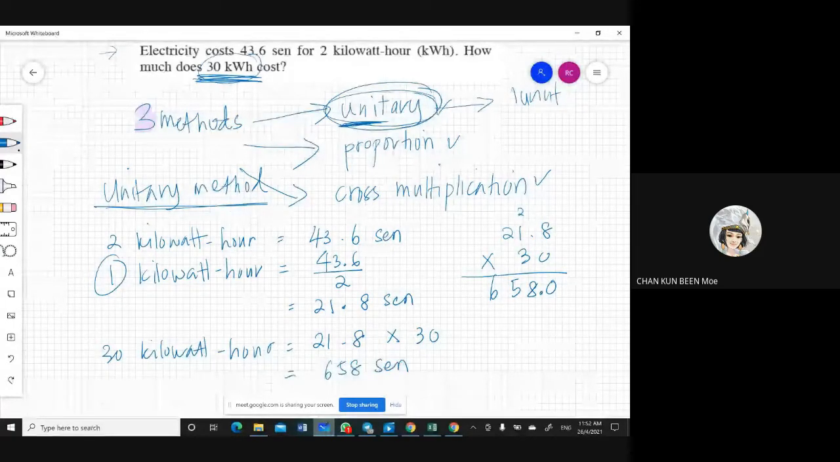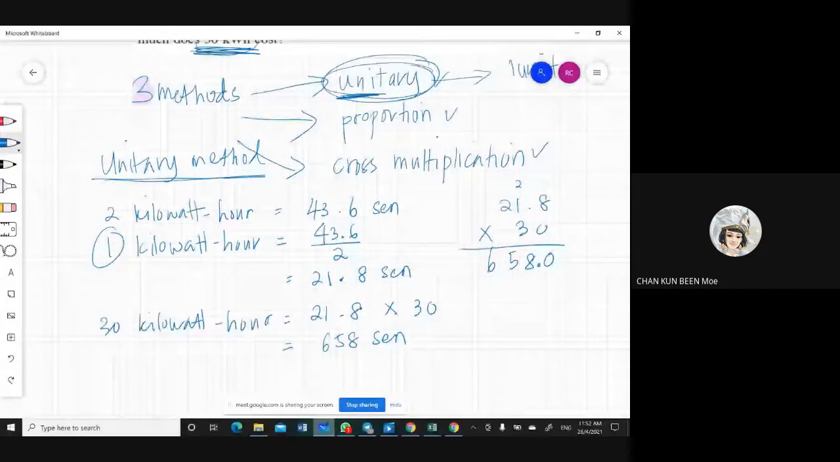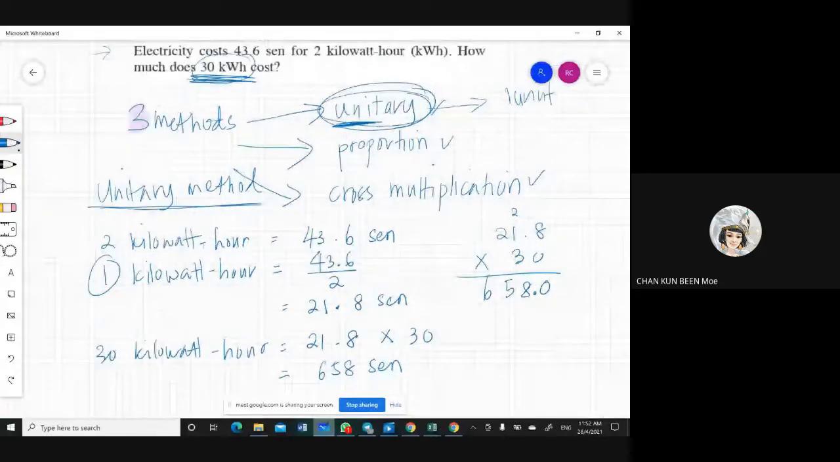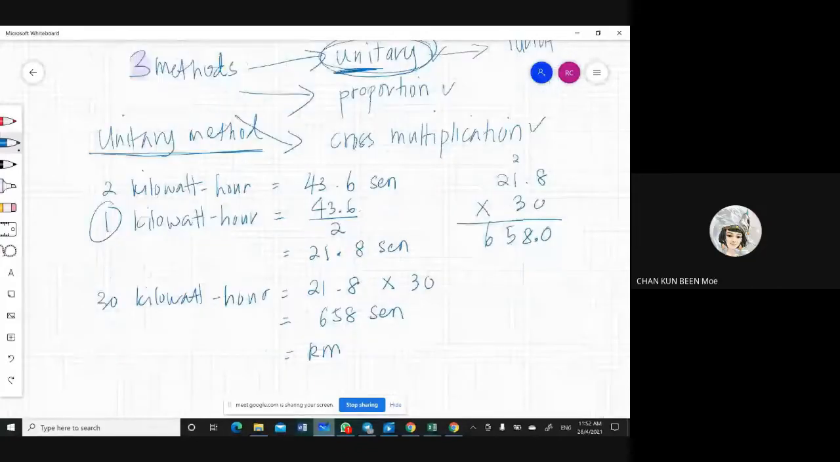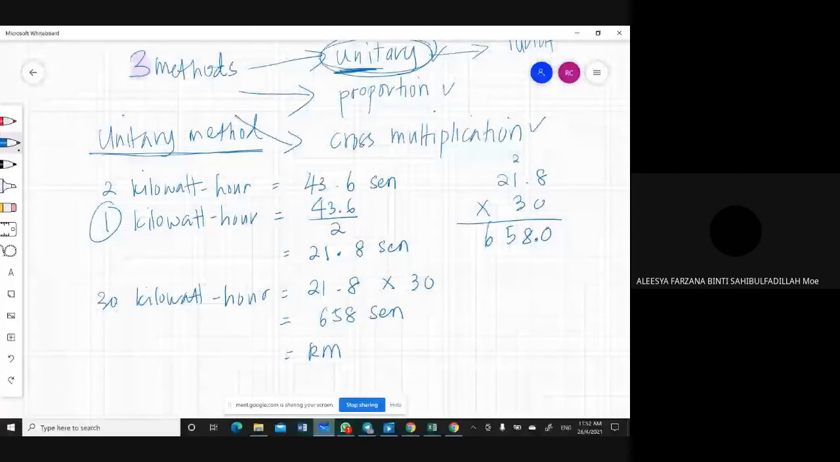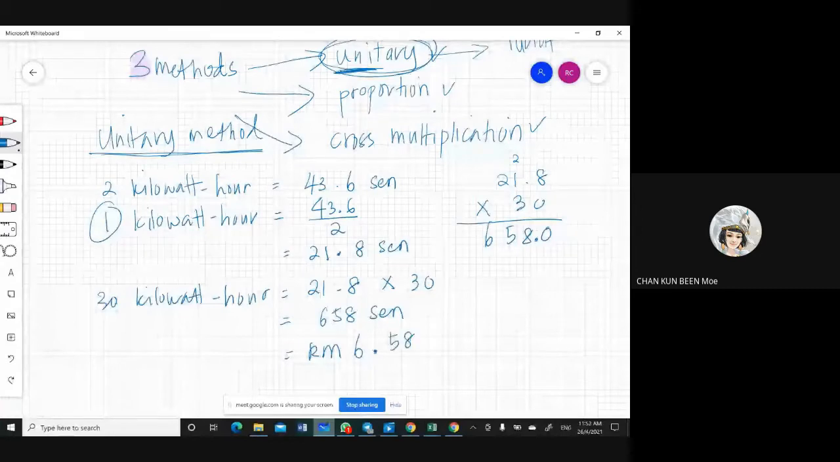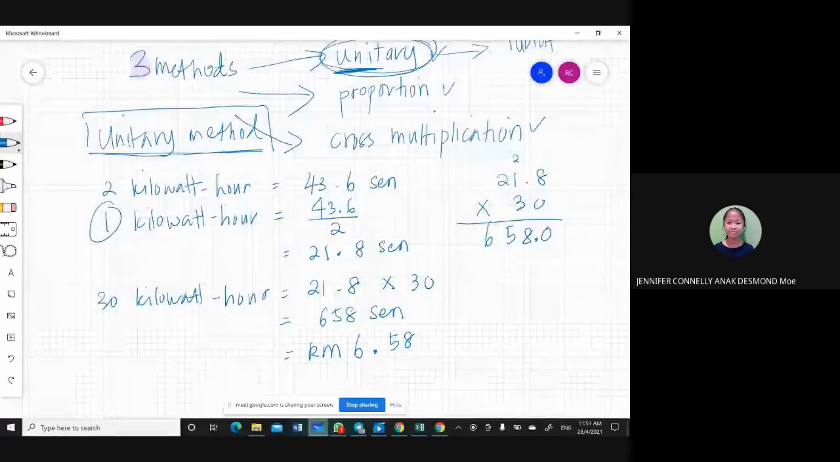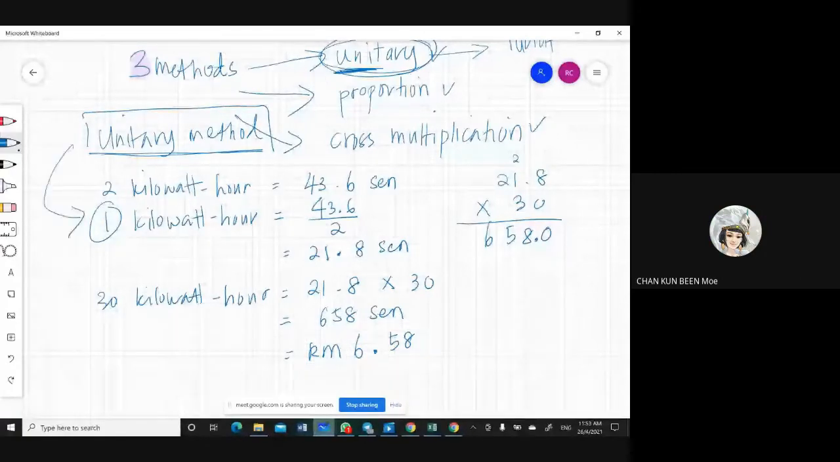Can you convert it to RM? How much is it? 6 ringgit 58 cents. Okay, so that is the answer for 30 kilowatt hour. Yes, correct. So this is the unitary method. Do you understand? By finding one unit first. Okay. So next we are going to use the proportion method.